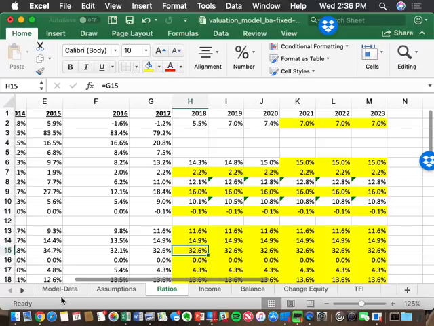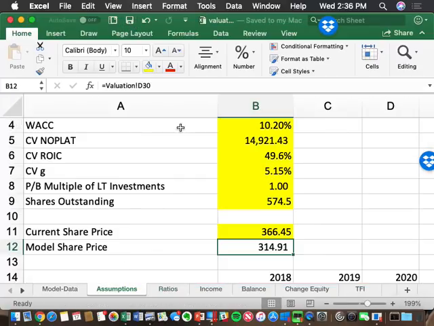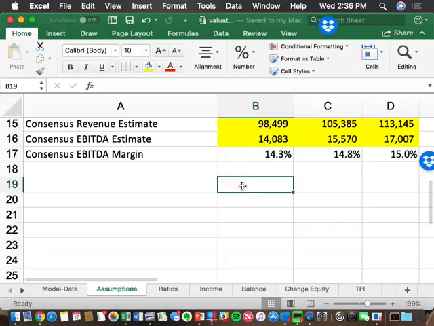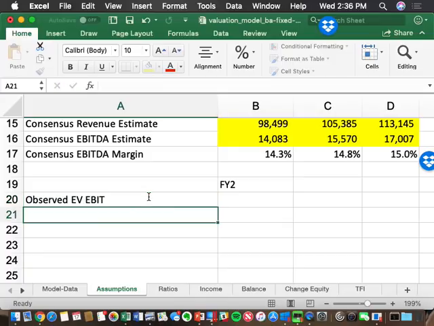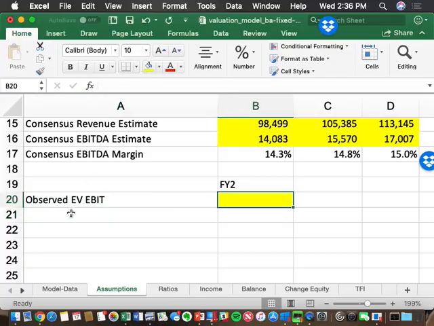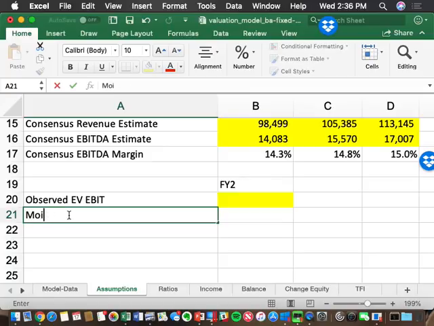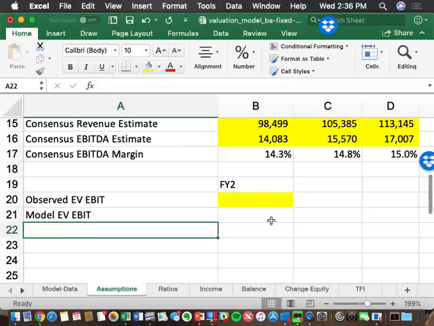What I'm going to do is, in the assumptions part of our model, save where we are, and come down here to forward year 2, because we had talked about this before, but again, it's in the book. Generally, with forward year 2, multiples tend to become more normalized. So I want to look at the observed EV to EBIT multiple in the real world today. And I want to look at my model-generated EV to EBIT multiple, which we'll do in just a minute.